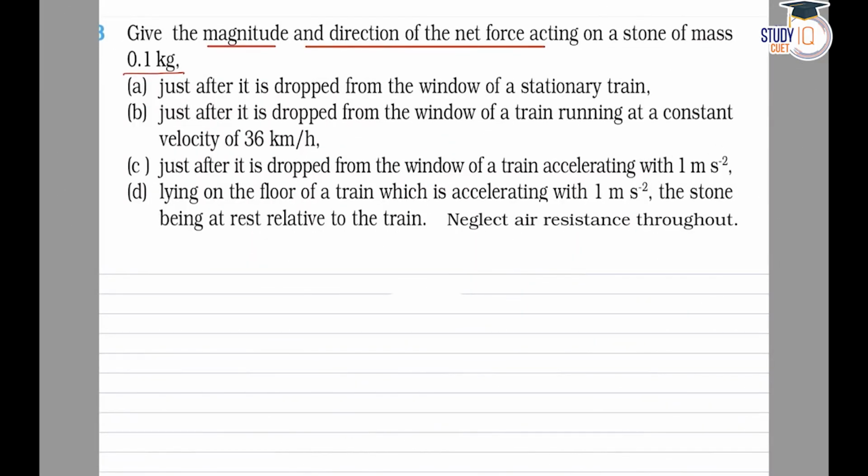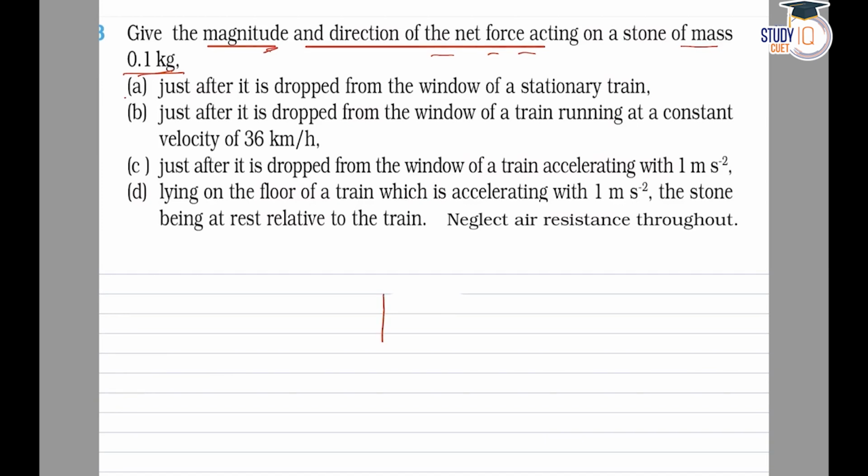NCERT Physics Class 11th, 5th chapter, which is Laws of Motion, question number 5.3. Give the magnitude and direction of the net force acting on a stone of mass 0.1 kg. So a stone of mass 0.1 kg is given and we have to define the magnitude of force acting on it. In the first part, just after it is dropped from the window of a stationary train.